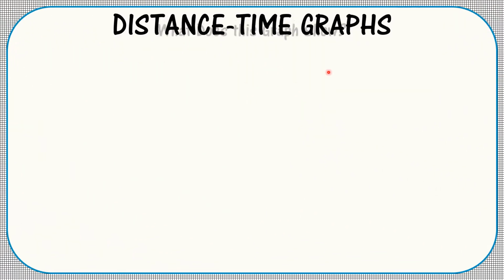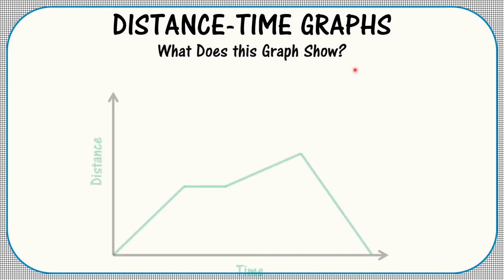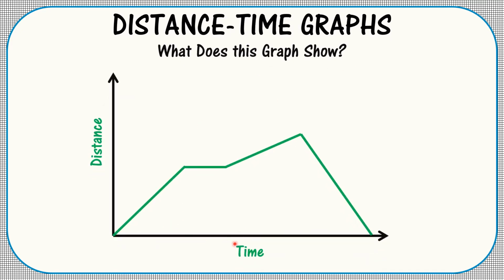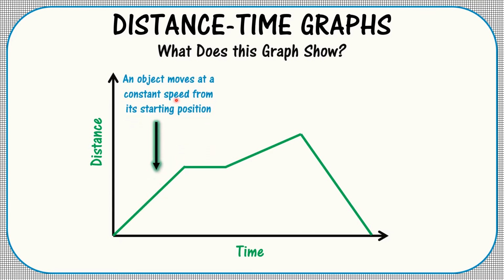Let's go through an example. So what does this graph show? So we've been given a distance time graph. It has already been plotted for us, and we can use this information about the lines to describe the journey. So for this first line, this will indicate an object moves at a constant speed from its starting position. This point of 0, 0 was the starting position. The object has a constant speed and it is moving away from the starting position.